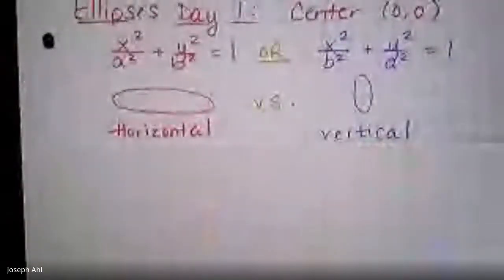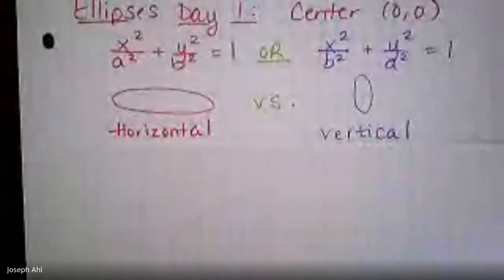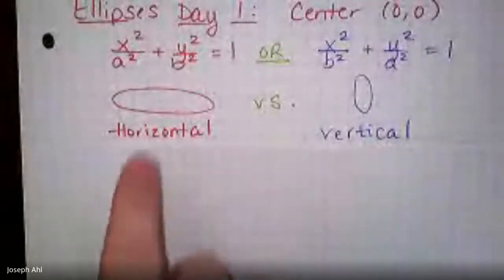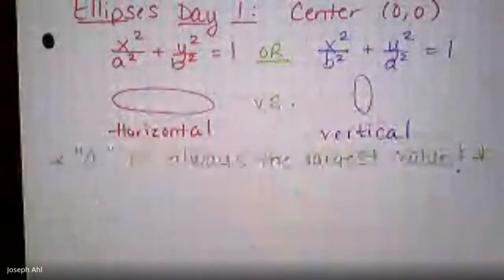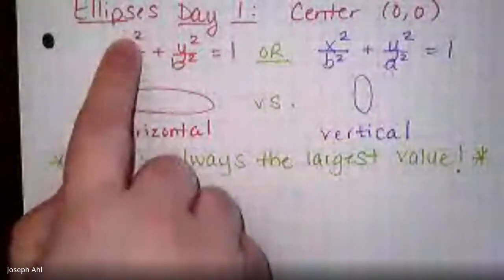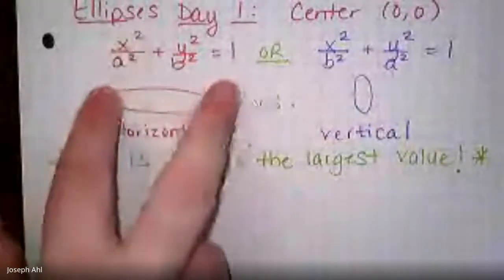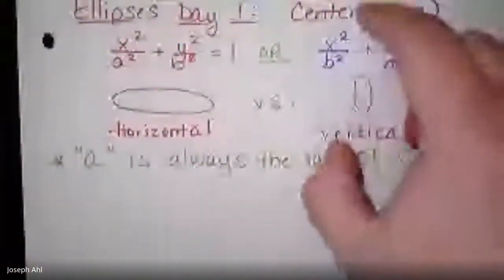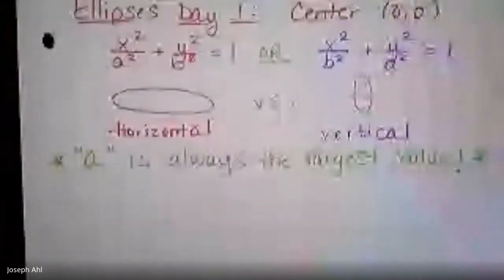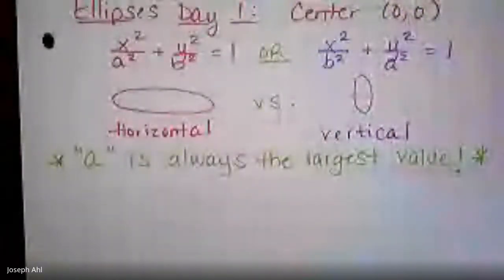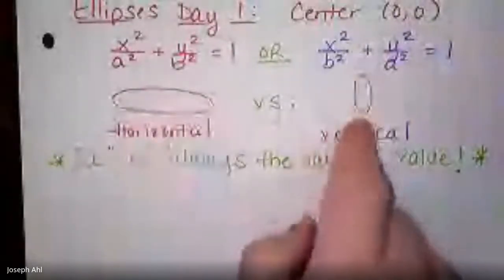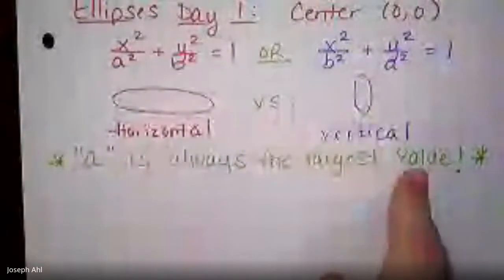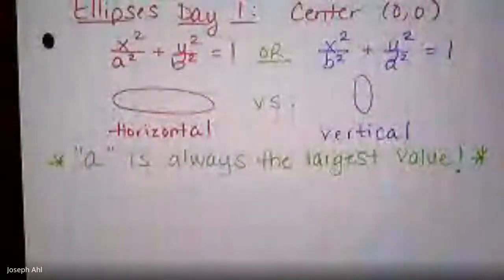So those are things that we're going to become accustomed to talking about in this unit, whether it's horizontally versus vertically stretched. And the main way that we're going to know which way it's stretched out is that a is always the largest value. So when the a is underneath the x's, the larger number under the x's, it's stretched further along the x-axis horizontally. But meanwhile, if a is under the y's, it's stretched further along the vertical axis where the y values are. So I hope that that connection makes sense, but we're going to be able to tell if it's horizontal or vertical because a is always going to be the biggest value in our equation. So that will be a pretty important fact.